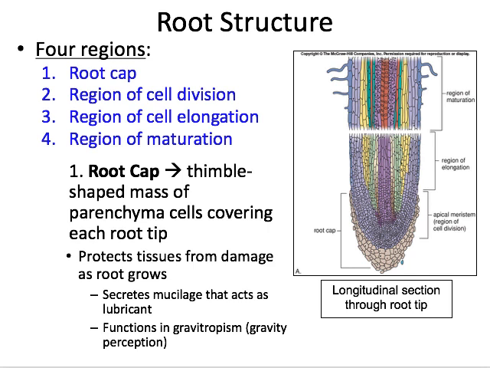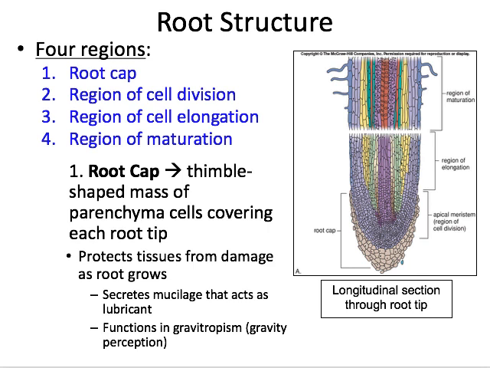Root structure is as follows, broken down into four regions, and we'll go through these four regions one by one. First is the root cap, second is the region of cell division, third is the region of cell elongation, and fourth is the region of maturation. First, the root cap, which is a thimble-shaped mass of parenchyma cells that covers the root tip. This is very important because it protects the meristem that is found just underneath it. As the root grows, it sacrifices some of these parenchyma cells so that that very important meristem doesn't get damaged.